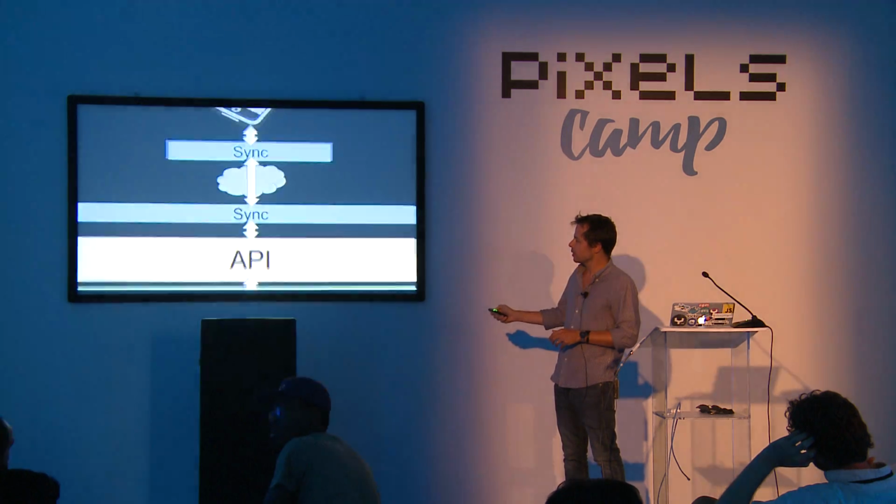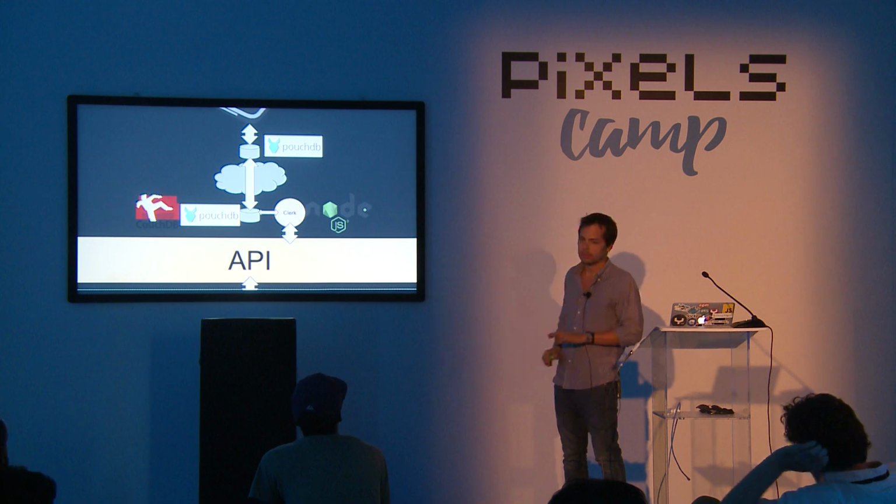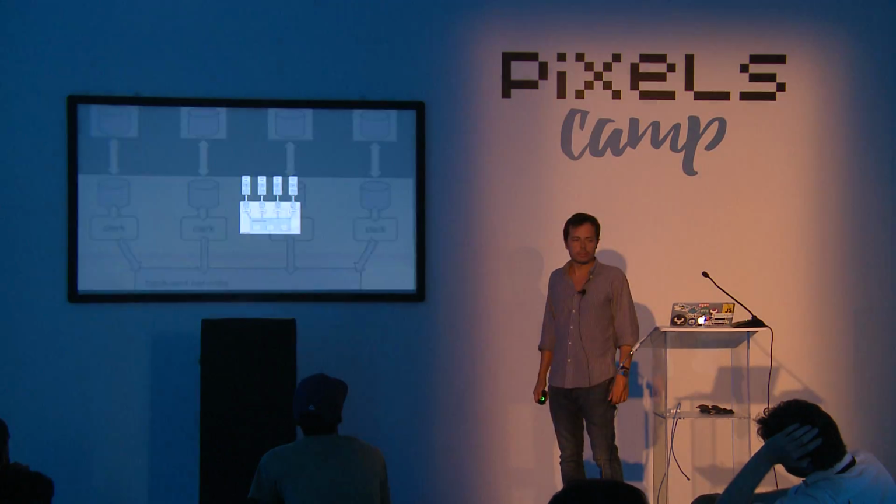The clerk is acting on behalf of the customer and calling the API on behalf of the customer. That's it. Okay? Any more questions?